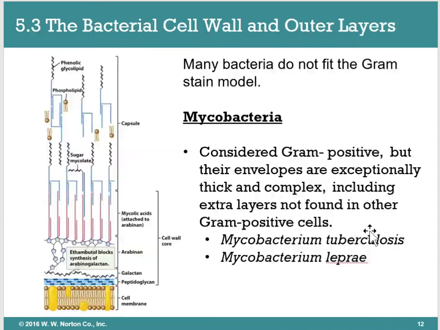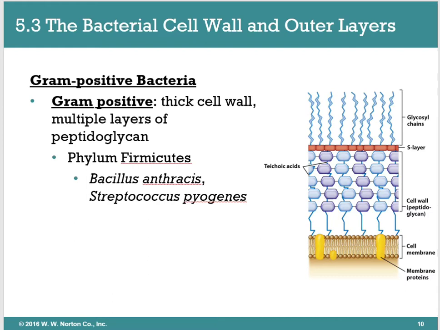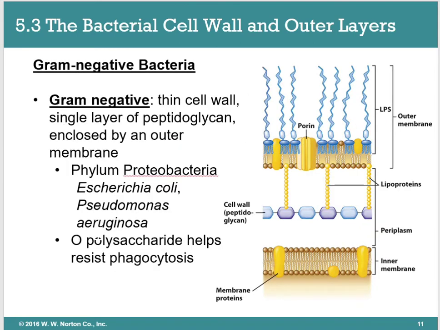Such as gram-positives, they have a thick cell wall with multiple layers of peptidoglycan. An example of that is Strep pyogenes. And then gram-negative has a very thin cell wall with a single layer of peptidoglycan, but in addition it has an outer membrane made of lipopolysaccharides. And the fact that they have these polysaccharides helps with resistance to phagocytosis.